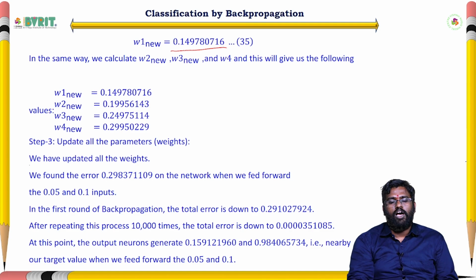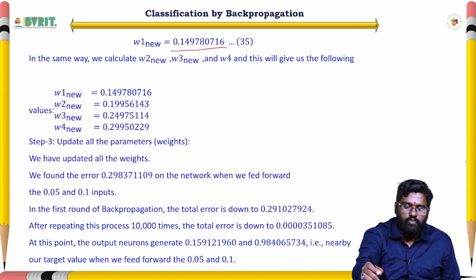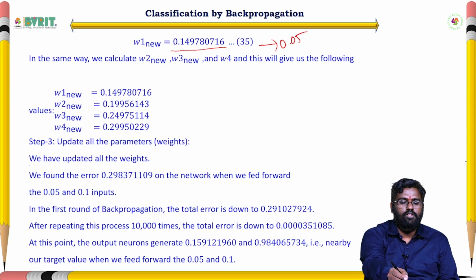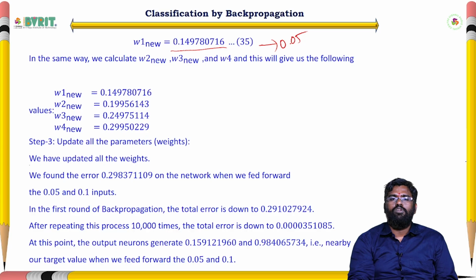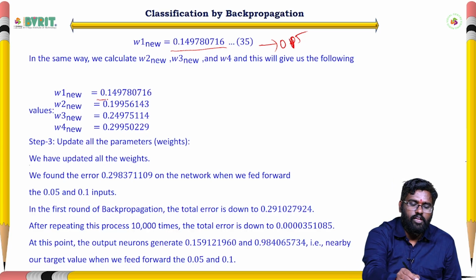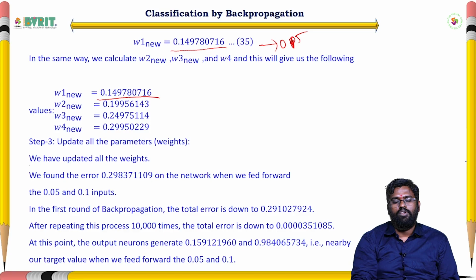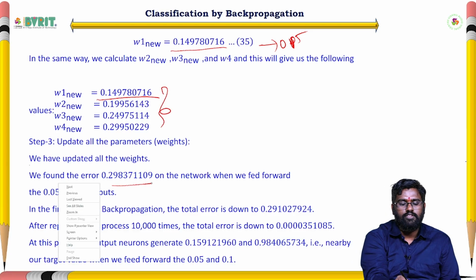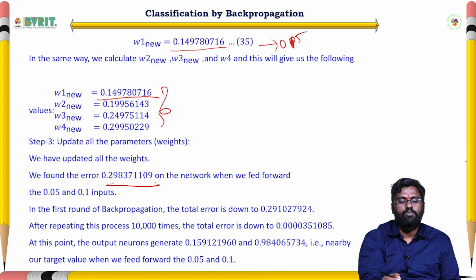Actually that value we had taken as 0.05. Then those values will be updated like this. W1, W2, actually this value we had taken as 0.15 and we get the updated value as 0.14. Like this we update all the values. We found the error value, which is this one.